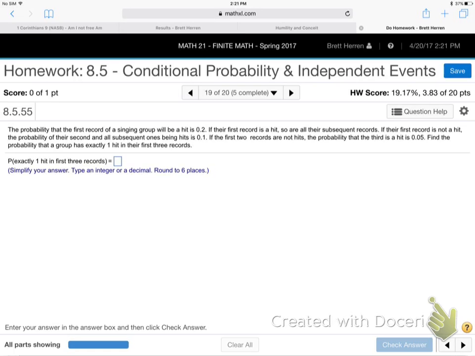All right, number 19. The probability that the first record of a singing group will be a hit is 0.2. If their first record is a hit, so are all their subsequent records. If their first record is not a hit, the probability that their second and all subsequent ones being a hit is lower, 0.1. If the first two records are not hits, probably that the third is a hit is even lower. Find the probability that a group has exactly one hit in their first three records.